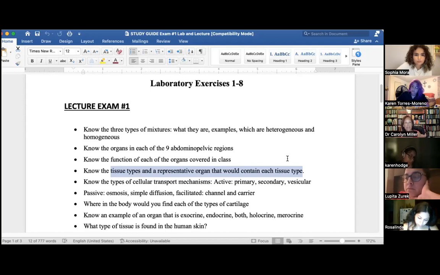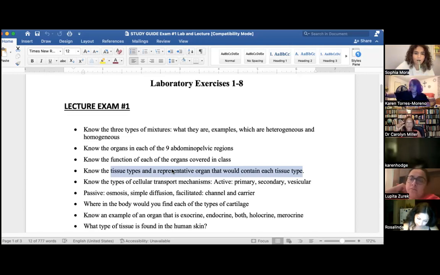Pseudostratified, ciliated, columnar epithelium. Pseudo means false, like pseudopods, false. So pseudostratified means it appears to be stratified, but it's not. And then I put the cilia in there to help us learn that tissue. And then there's transitional. So know the tissue types and a representative organ.